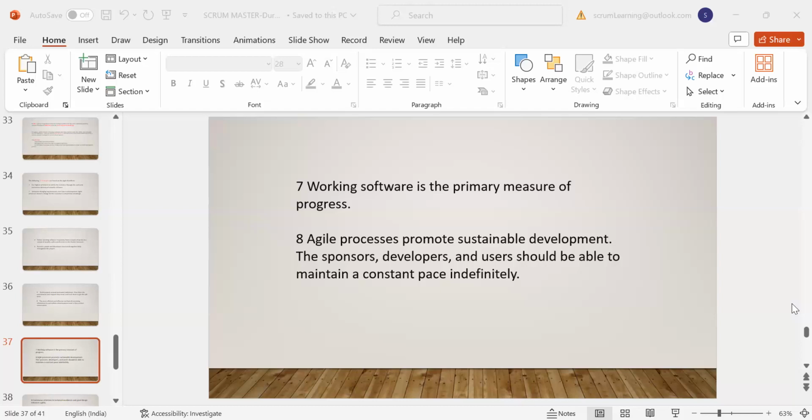And does anybody have any doubts other than that on the agile things? Did anybody go back and search on the internet for the values and principles that we have in agile? Anybody try?